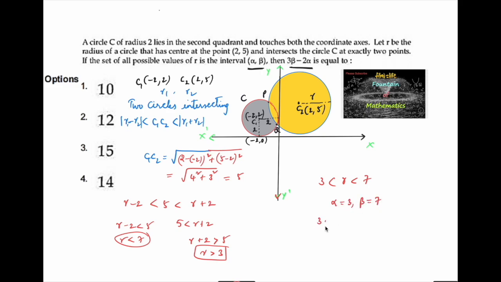So we need to find 3 times beta minus 2 times alpha, which is equal to 3 times 7 minus 2 times 3, 21 minus 6, which is equal to 15. So we can go with option C. 15 is the answer.